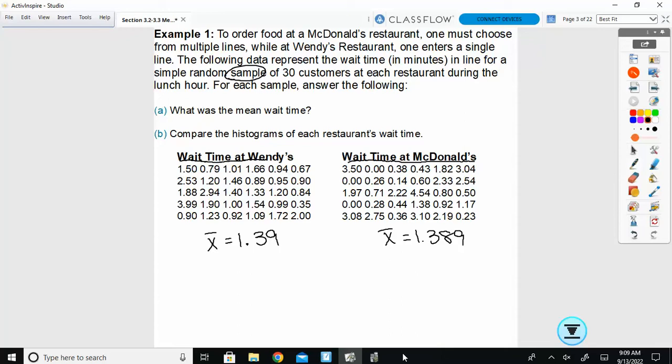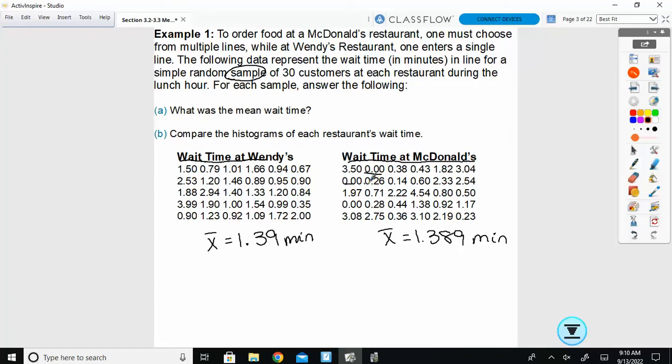So looking at those, is there a big difference? No. At Wendy's, you're going to wait 1.39 minutes. At McDonald's, you're going to wait 1.389 minutes. So it looks like it's pretty much the same. When you looked at these points, did they all look the same? Did you notice anything?